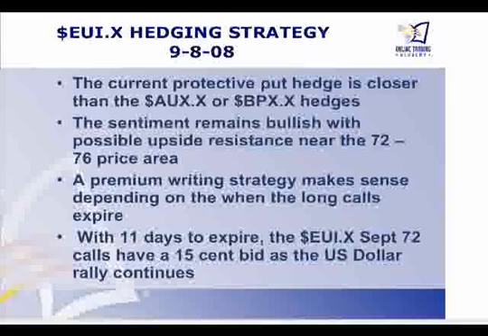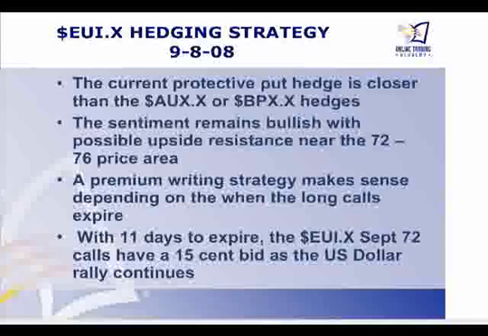The current protective put hedge is closer than either the Australian or the British pound hedges. So the sentiment remained bullish, with the possible upside resistance at that time near 72 and 76. So a premium writing strategy makes more sense depending on when the long calls expire.